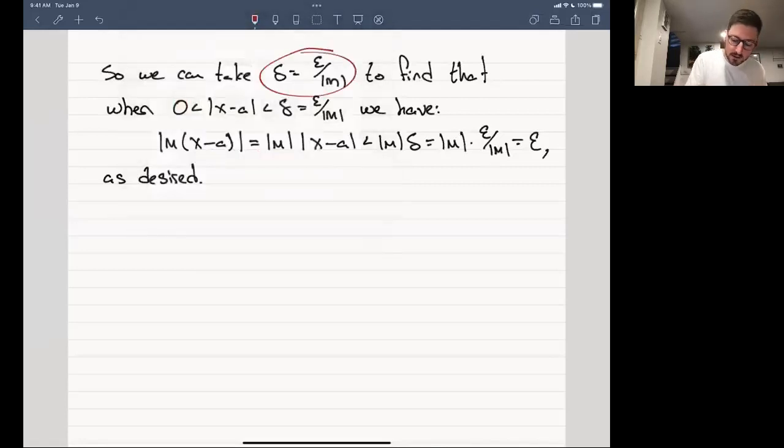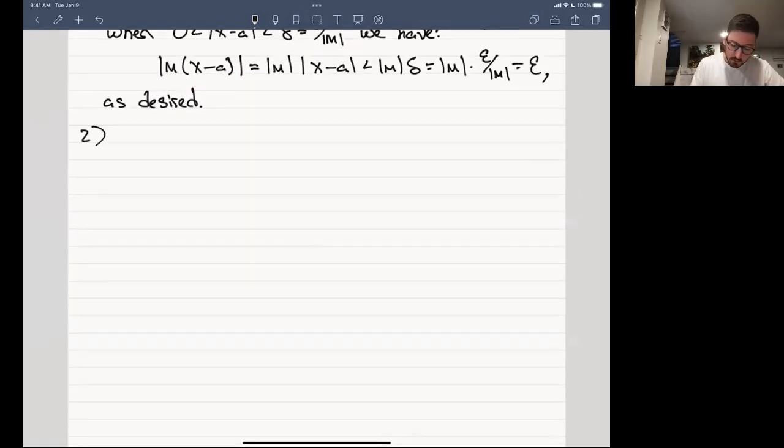I found delta. And in this case, delta, just like finding capital N with sequences, depends on epsilon. As long as epsilon is arbitrary and you can still make it work, that's fine, right? That's how you play this game. So it's just like sequences. Sequences say find capital N, limits say find delta.